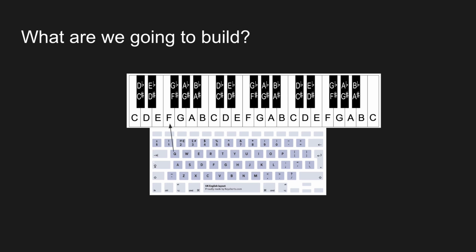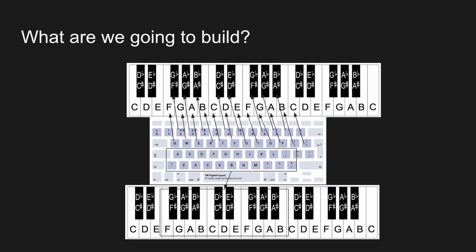So for example, when you press Q, the F will ring, maybe. And then when you press 2, F sharp will ring, and so on and so on. Make sense? Nice. And notice how we have the bottom 2 rows as well. So we can map those 2 rows into a lower octave.